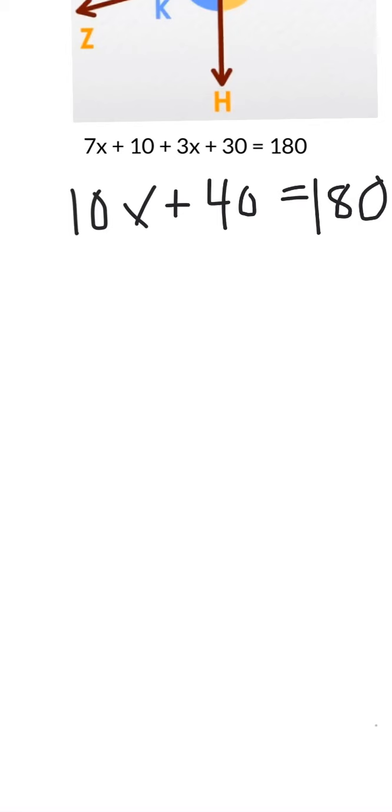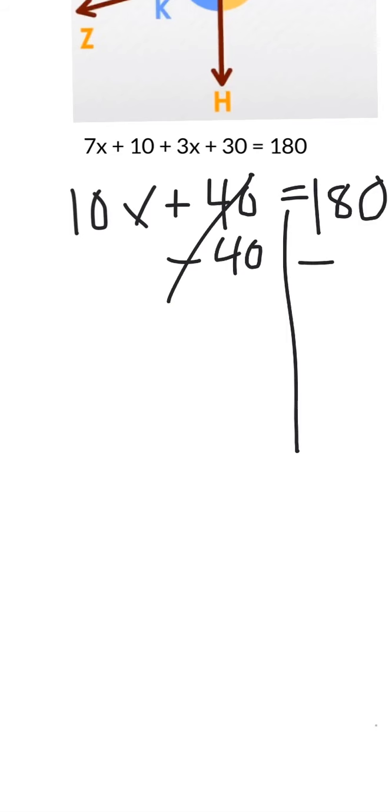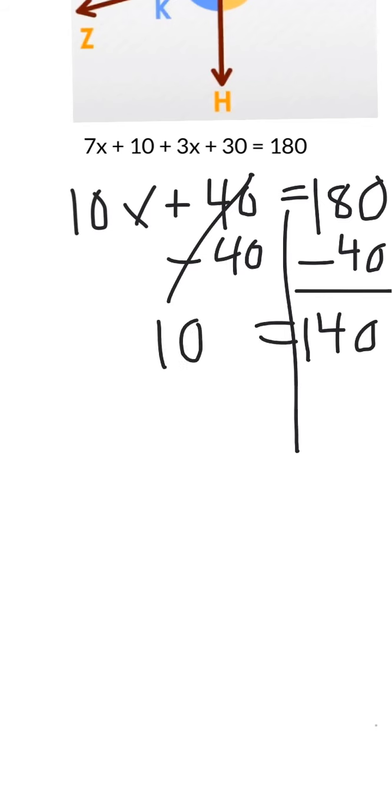So how do we start solving this equation? Well, we want to get the term with the variable by itself on one side of the equal sign. So it would make sense to first get rid of that positive 40. So how do we cancel out a positive 40? Well, we subtract it from itself, and we subtract it from the number on the other side of the equal sign. So 180 minus 40 is going to give us 140. And then we're just going to bring down the 10x on the other side of the equal sign.